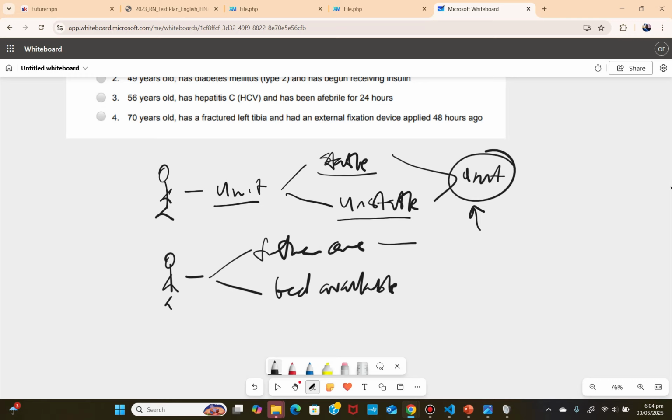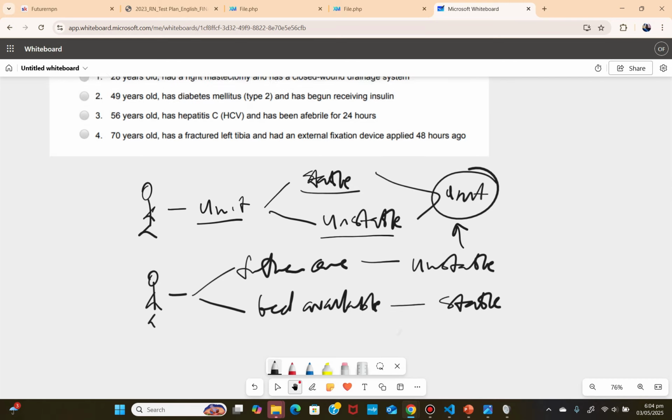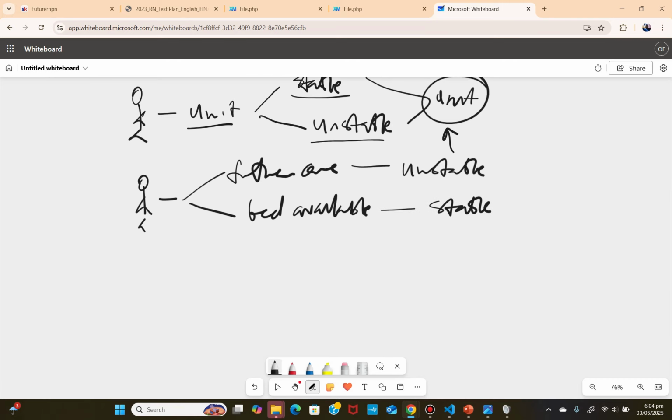Now when we are transferring for further care, we transfer unstable clients. When we are transferring to make a bed available, we are transferring stable clients. So this is definitely what you want to know. Understanding this, it's very easy to know unstable clients when you know a stable client.